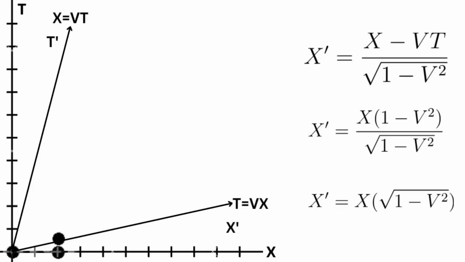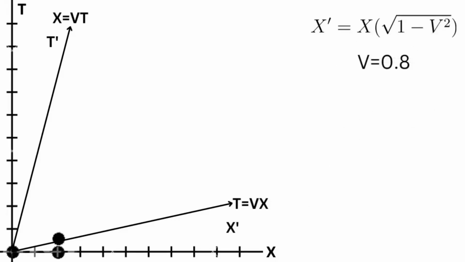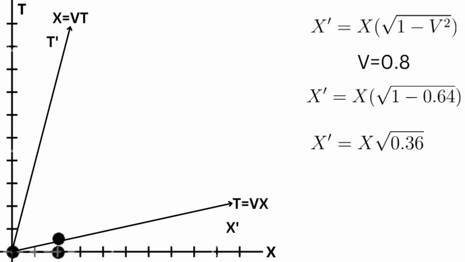Let us take velocity of other reference frame be 0.8. So x prime is equal to x into under root 1 minus 0.64 and x prime is equal to x into under root 0.36. Finally, x prime is equal to x into 0.6, which means whatever x is, x prime will always be less than x. Hence, in above given case, stick at t prime is equal to 0 is shorter than the stick at t is equal to 0.